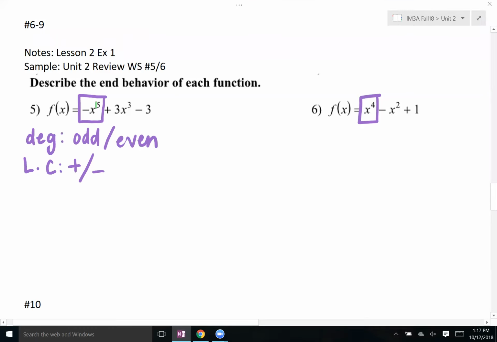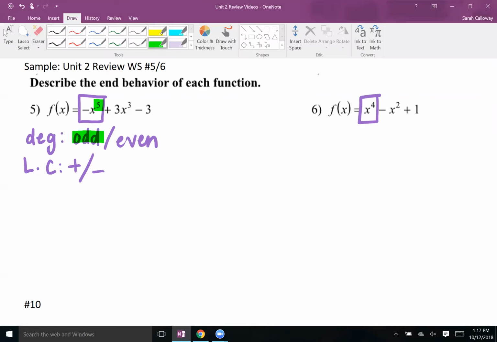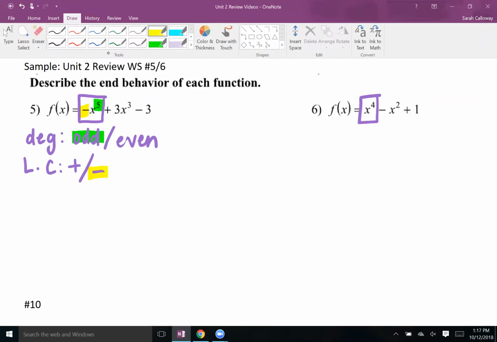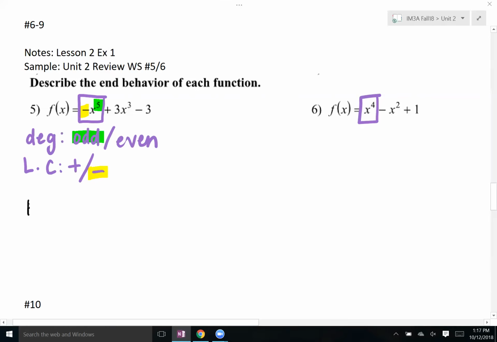So if I have a 5 as my degree, 5 is an odd number, and I have a negative in front of my term, so that means my leading coefficient is negative. And so remember that ultimately the arrows are that when it's an odd degree, what's happening on the left and right are opposites. And what happens on the right follows the leading coefficient. So for this case, the right side's going down and the left side's going up.